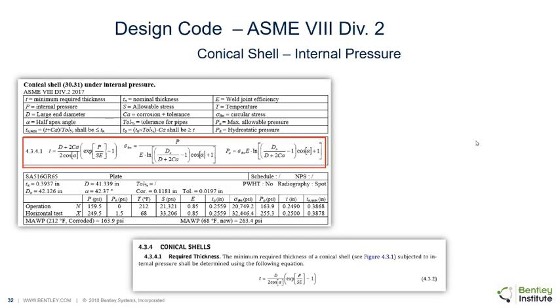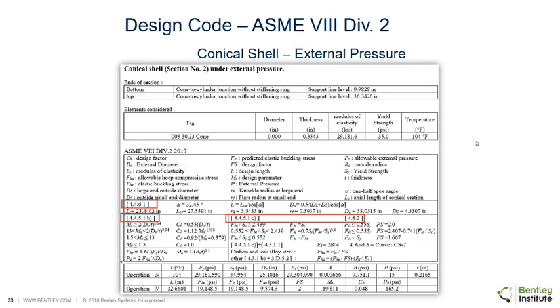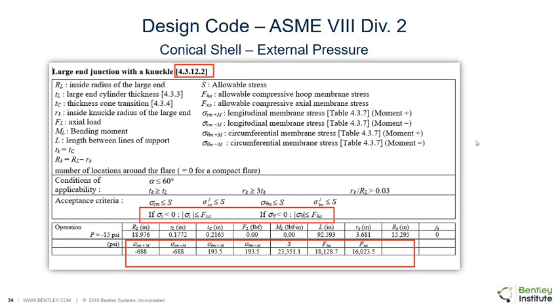The conical shell internal pressure calculation includes thickness verification as per 4.3.4.1. In external pressure calculations for conical shell, the external allowable pressure is calculated like the internal shell as per 4.4.5 and 4.4.6. The allowable pressure calculated to be 165.2 psi is more than the applied external pressure of 15 psi, so the design passes. The large end conical junction knuckle design as per 4.3.12.2 passes as the longitudinal and circumferential stresses sigma sm and sigma theta m are within the allowable values. Observe that the acceptance criteria is clearly specified, enabling a convenient review and verification of the design calculations.